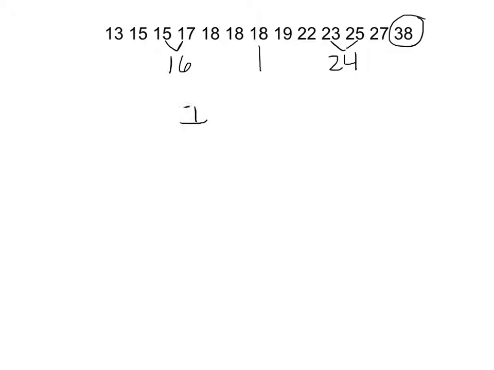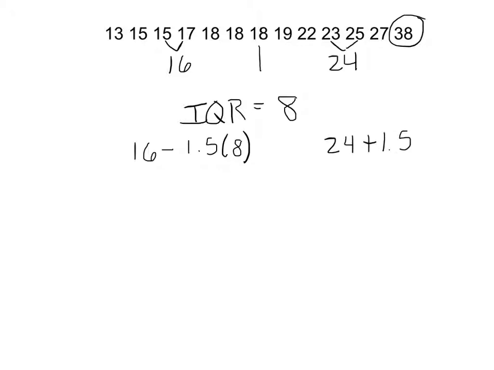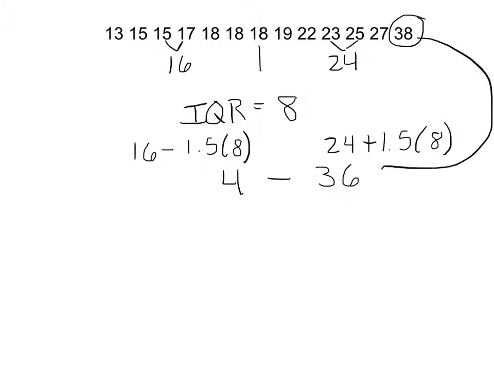Well, if I find my IQR here, it's 24 minus 16. We just found that to be 8. Well, when I took 16 and subtracted 1.5 times 8, I took 24 and I added 1.5 times 8. I ended up with 4 to 36. Well, look where 38 falls. 38 is outside. So 38 is what we consider to be an outlier.